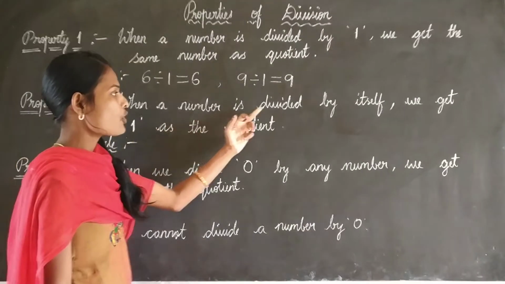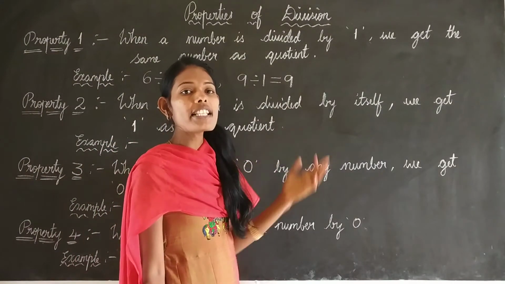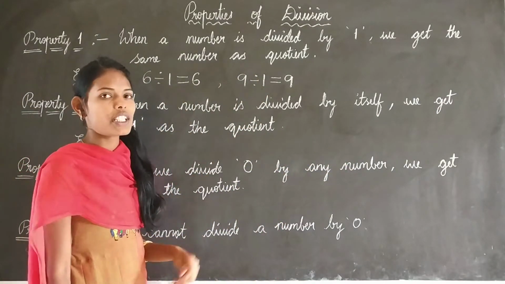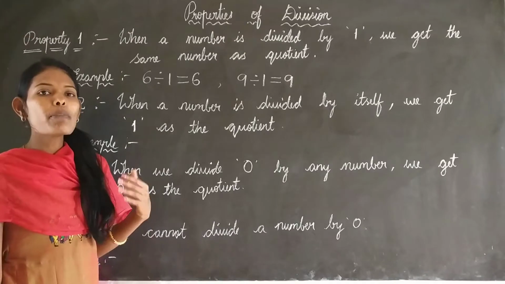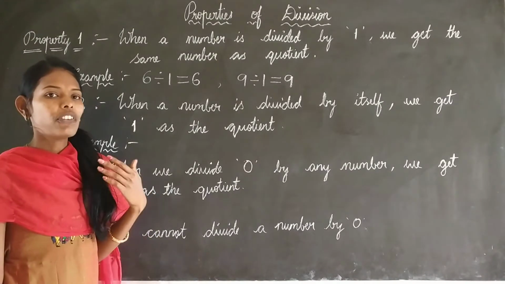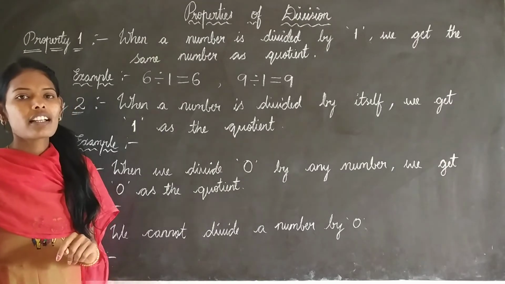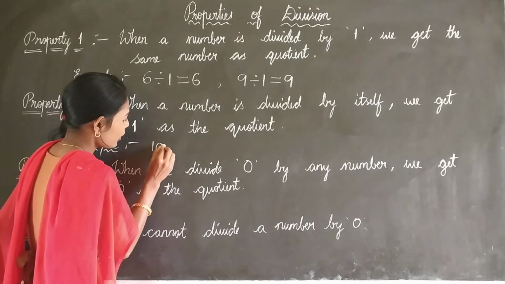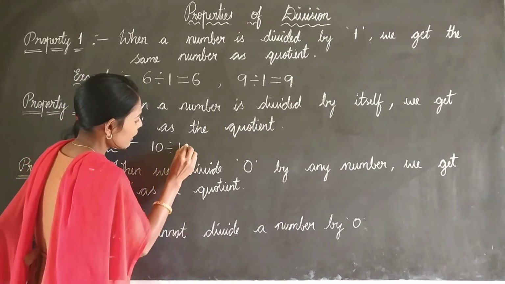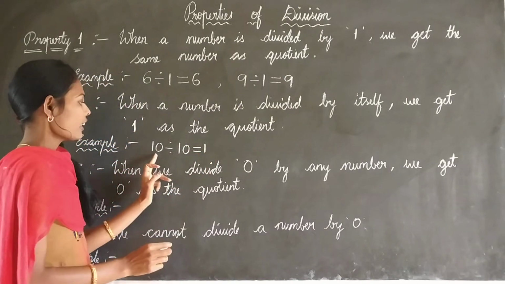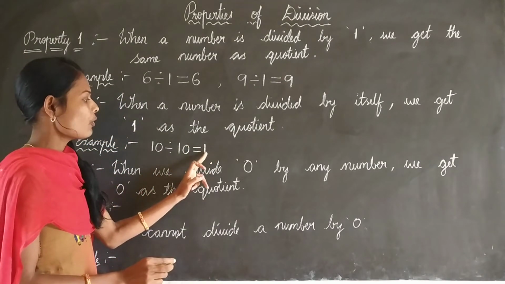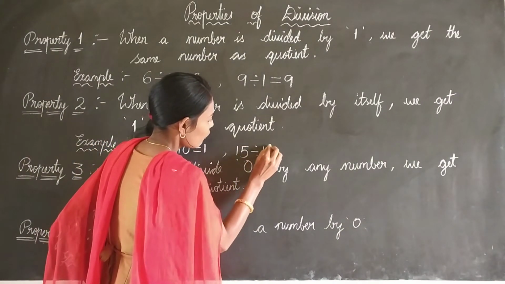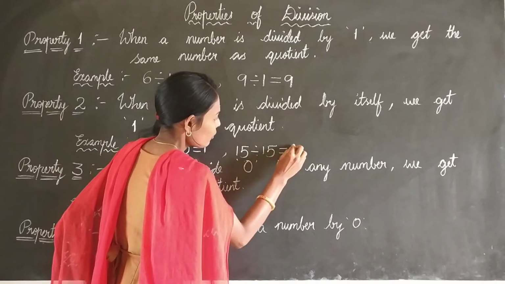When a number is divided by itself, we get 1 as the quotient. So let's see the examples. For example, 10 divided by 10 is equal to 1. And 15 divided by 15 is equal to 1.